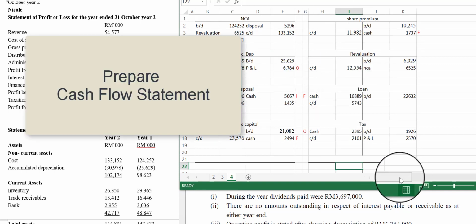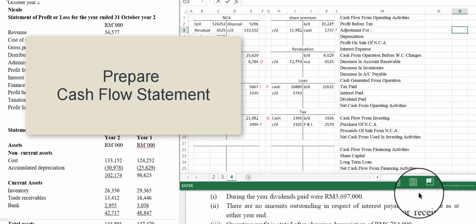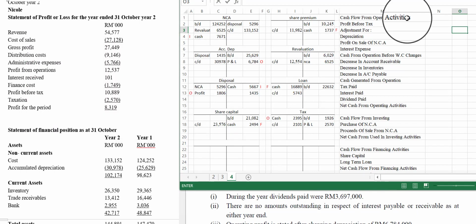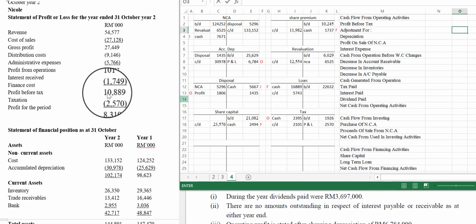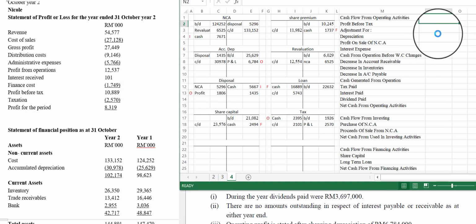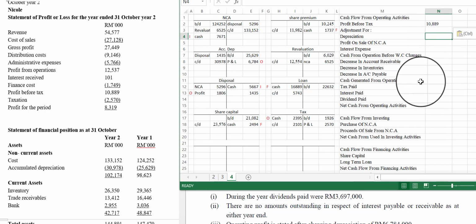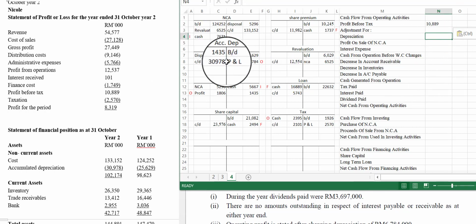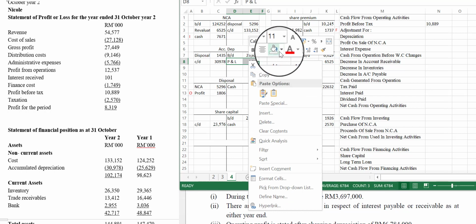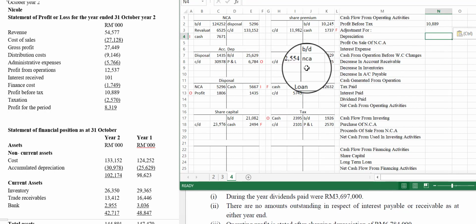And then we have to look at your statement. Okay, now looking at your statement, if you look at here, profit before tax, you have it from here, 10889. It's given from the question, so you need not do any adjustment. Depreciation previously is a minus, so now you have to add back. So you have the depreciation figure here, accumulated. Okay, this is the one. Okay, now then you have this.